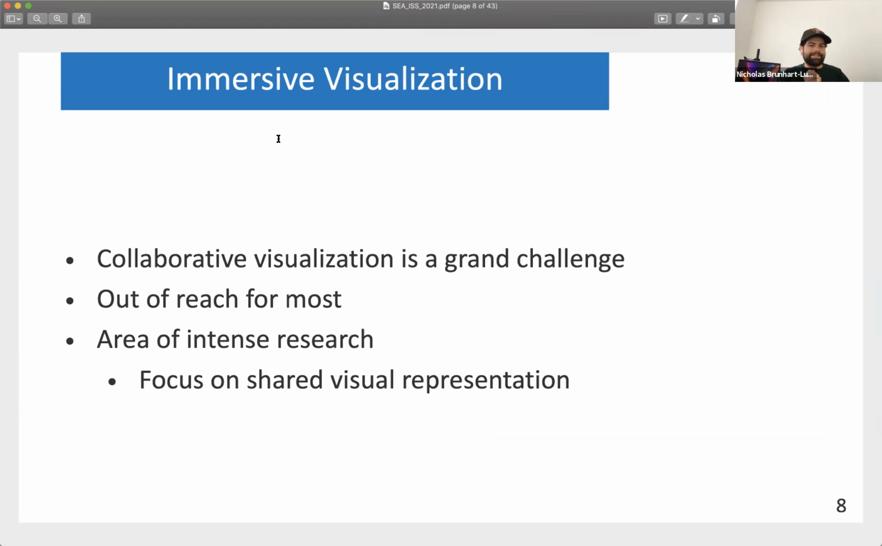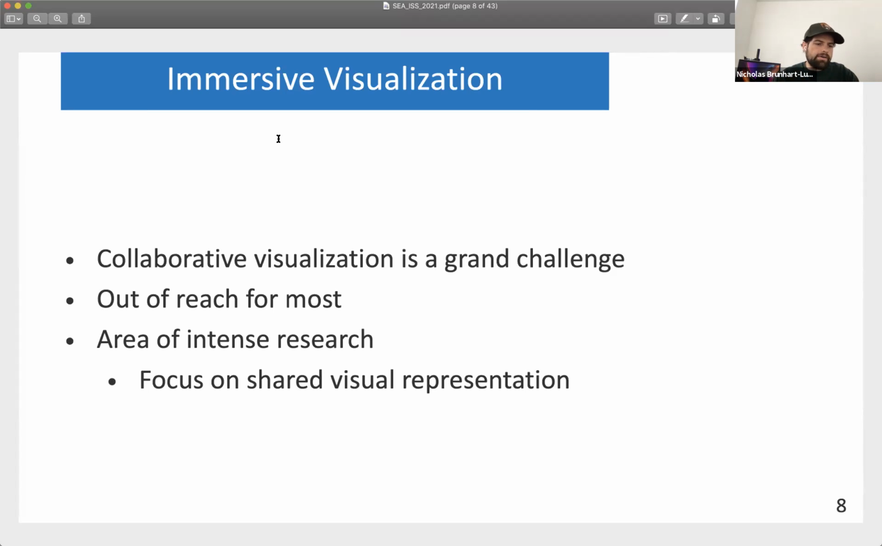How to do this? It is very, very hard. Collaborative visualization has been named as one of the grand challenges for visual analytics. There are massive bandwidth requirements, interaction questions, software implementation questions, questions about what works best, and so on and so forth. Because of this, it's very complicated. It's out of reach for a lot of users. Even if you own a VR headset on your desk, you may not know immediately how to use that to get the analysis that you want done. So this is an area of intense research.